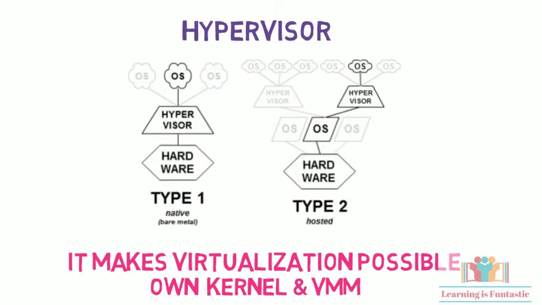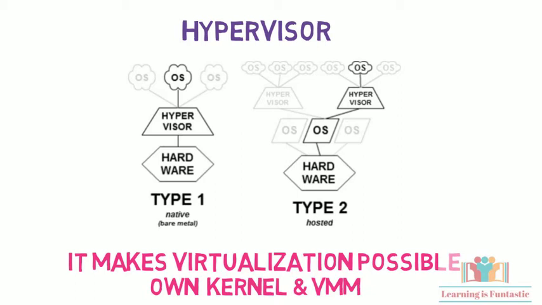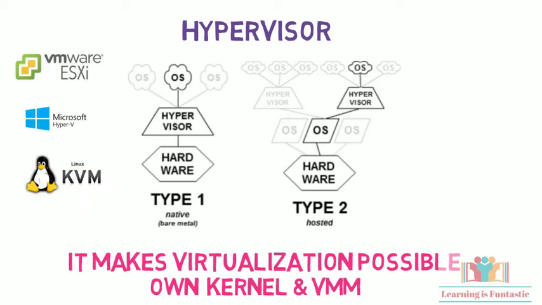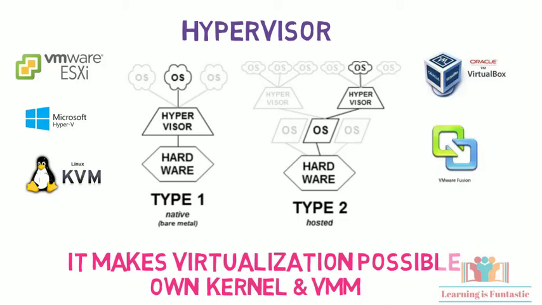Hypervisors are of two types: Type 1 hypervisor and Type 2 hypervisor. A Type 1 hypervisor runs directly on the hardware, also known as a bare metal hypervisor. For example, VMware ESX, Microsoft Hyper-V, and Red Hat KVM, etc. A Type 2 hypervisor runs on an OS. For example, Oracle VirtualBox, VMware Fusion, etc.